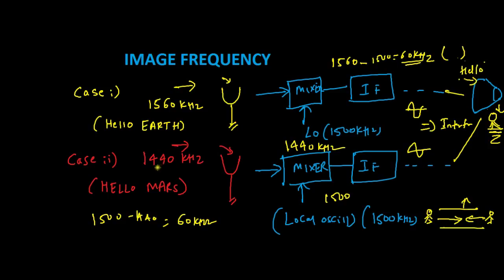So this unwanted frequency, which is creating this interference, is called the image frequency. So this is the image frequency in our case, because 1560 is the desired frequency. I'll tell you how to calculate the image frequency now. So let's see how to calculate the image frequency. The formula is simple. This is F image frequency.